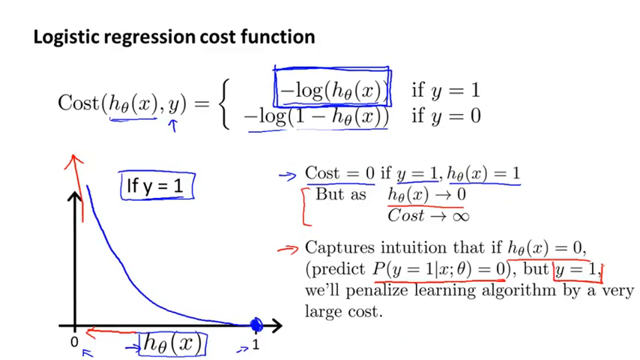But if it turns out that the patient's tumor actually is malignant, so if y is equal to 1, even after we told them that the probability of it happening is 0, so it's absolutely impossible for it to be malignant. But if we told them this with that level of certainty and we turn out to be wrong, then we penalize the learning algorithm by a very, very large cost. And that's captured by having this cost go to infinity if y equals 1 and h of x approaches 0. This slide considered the case of y equals 1. Let's look at what the cost function looks like for y equals 0.